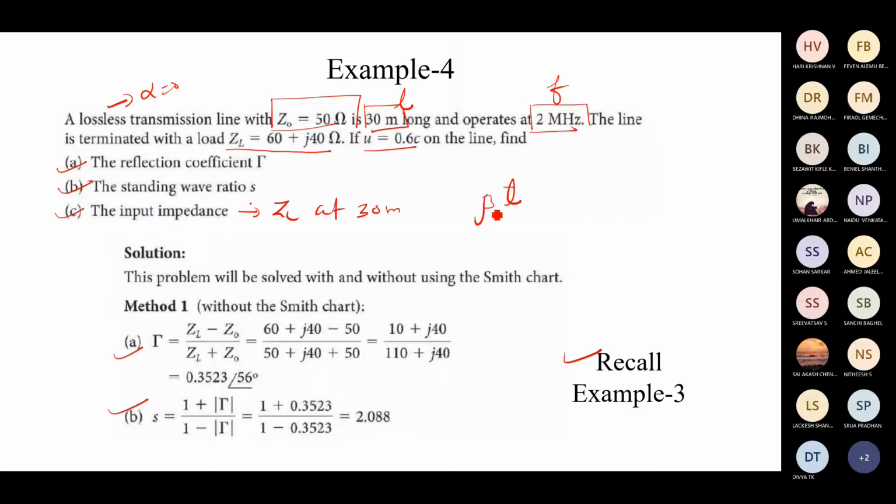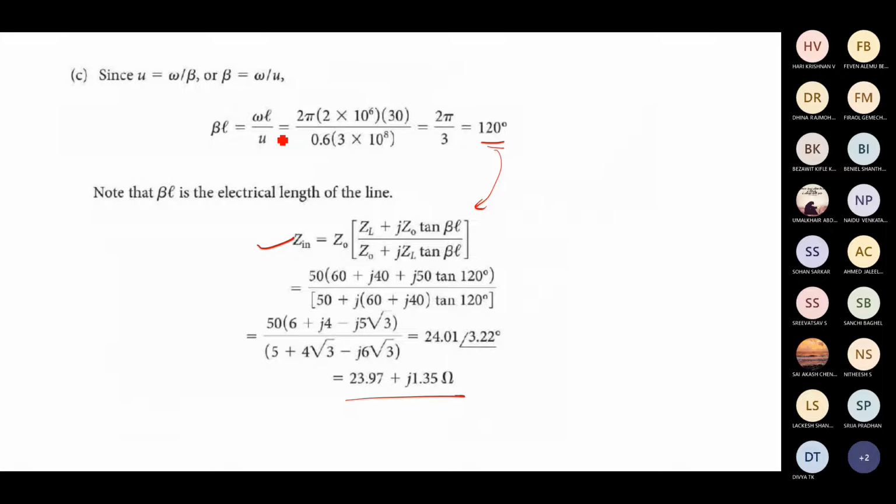When we multiply with beta, we will get the electrical length. So the beta value is nothing but omega by u. Omega by u is calculated using this value, and the 30 meter is applied here. So we got the value of 2 pi by 3. In many places, this length will be defined in terms of lambda, like lambda by 4, lambda by 2, or 0.5 lambda. So now we got 120 degree, that is the electrical length.